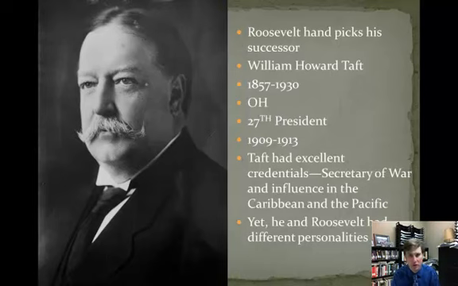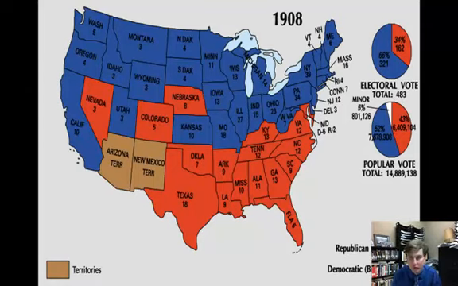and so he wasn't as active, he wasn't as energetic. Taft really didn't want to be president. His wife wanted to be president, so he accepted the nomination. He wanted to be a Supreme Court judge, which later he will actually have that position. So here's the 1908 election. You can see it's a landslide for Taft.